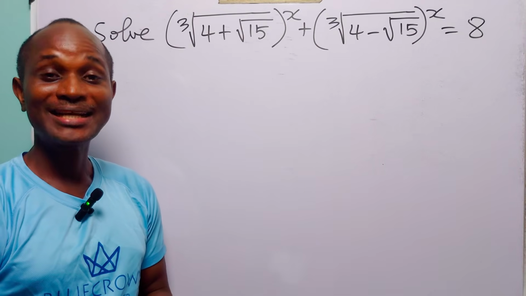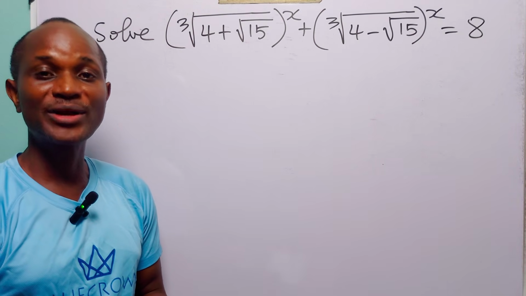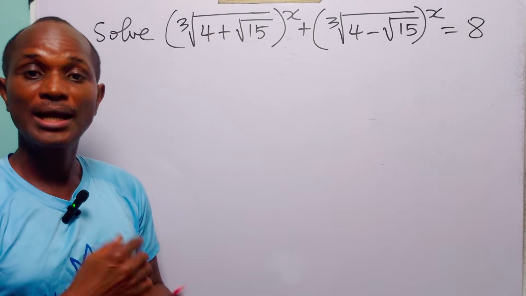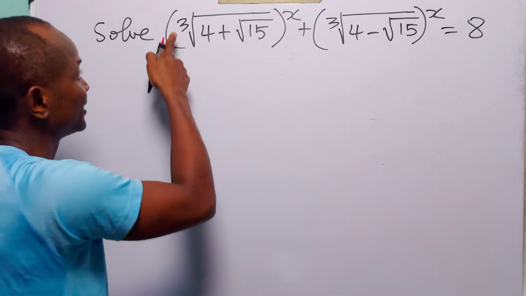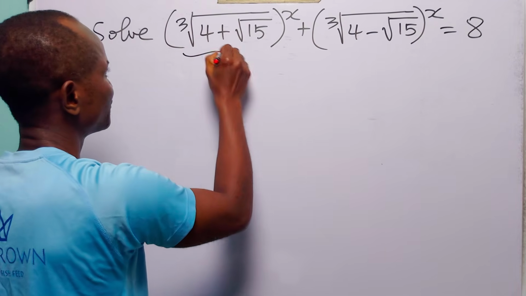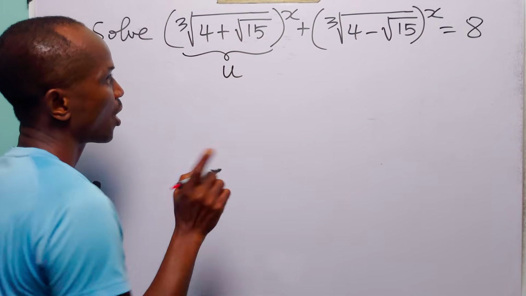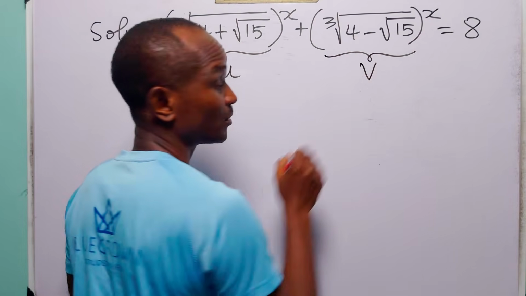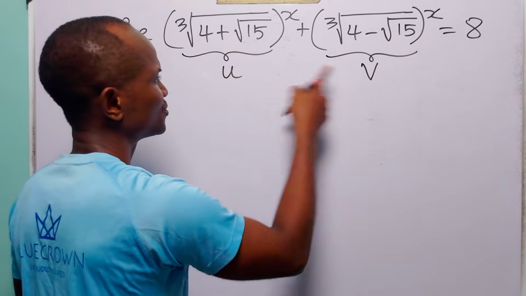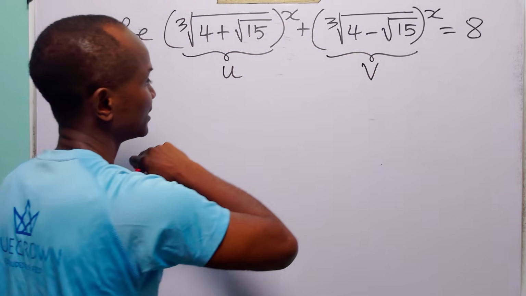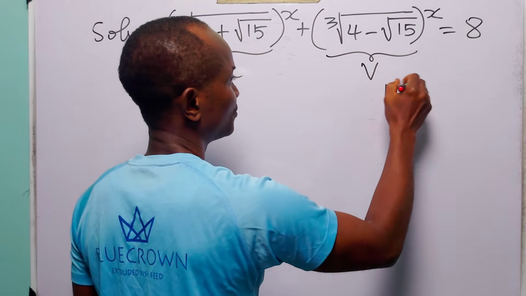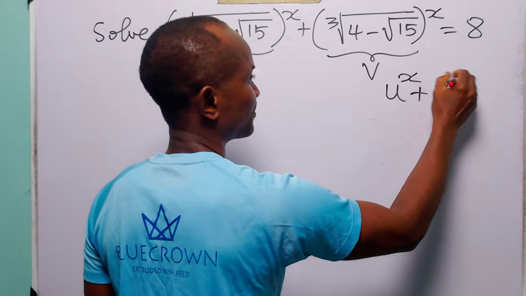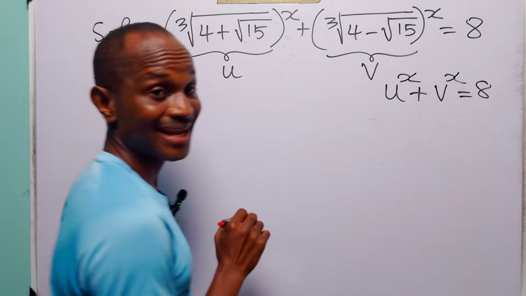Hello and welcome. In this math tutorial, our task is to find the real values of x that satisfy this exponential equation. Now, to solve this problem, let the cube root of 4 plus root 15 be equal to u, while the cube root of 4 minus root 15 is equal to v. Now, with these two substitutions, we can write the original equation as u to the power x plus v to the power x is equal to 8.